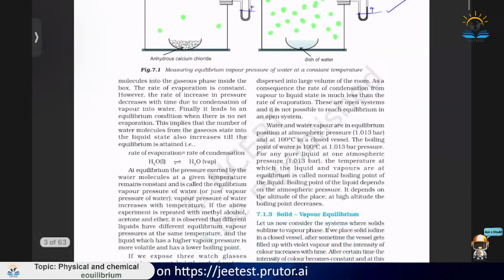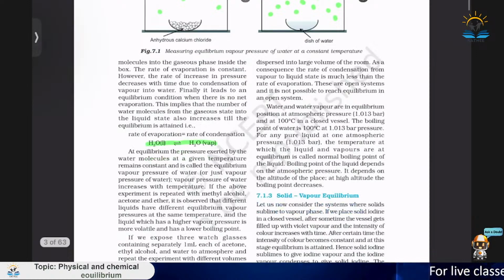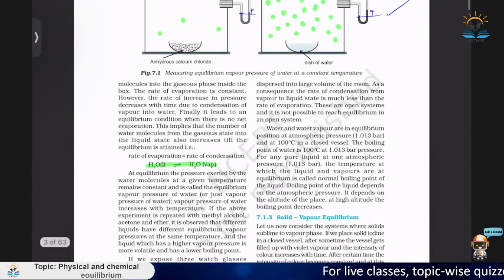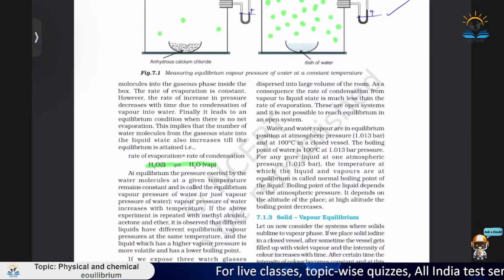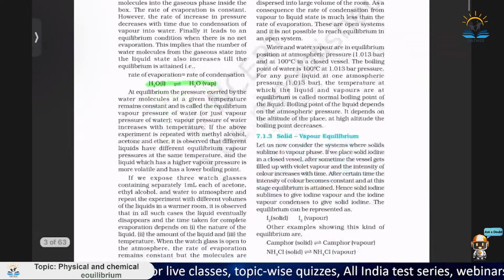So what is happening? If you keep a dish of water in a container, water will start evaporating. And at equilibrium, the equilibrium will be set up between liquid and gaseous water. So the rate of condensation of vapor into liquid will become equal to the rate of evaporation of liquid into vapor.